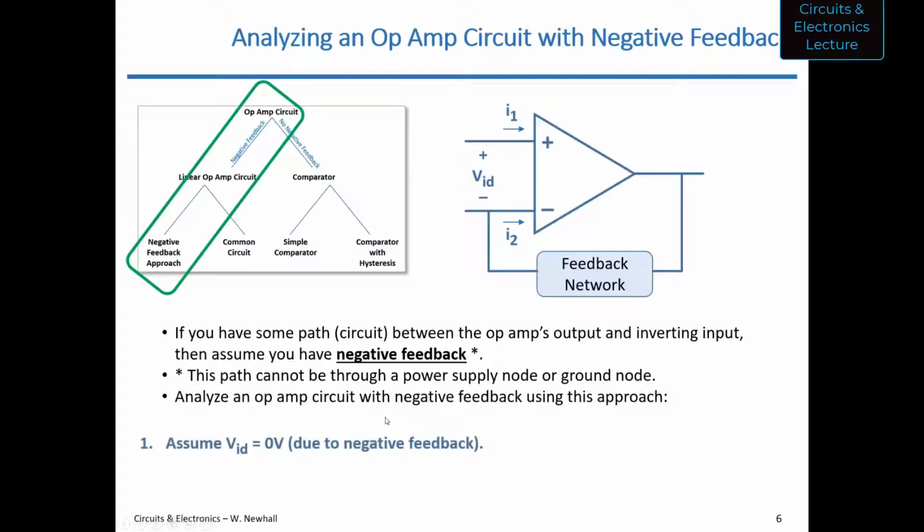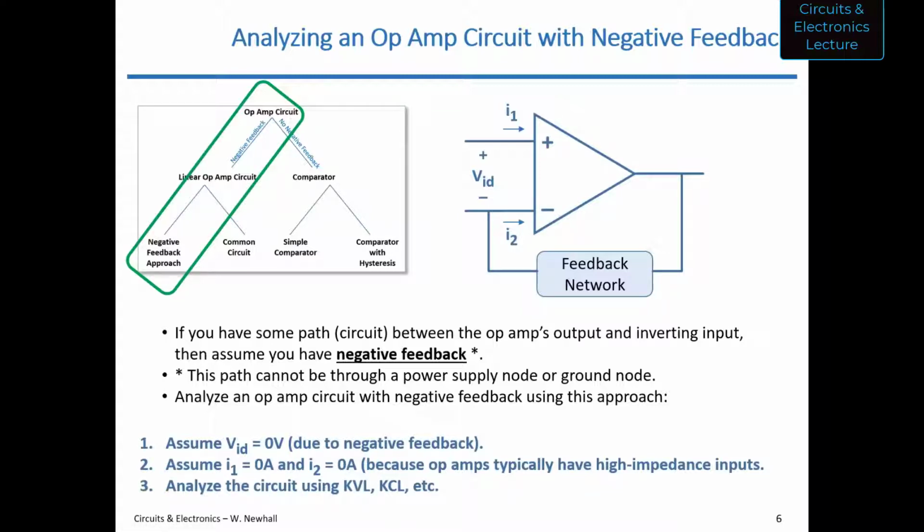You assume the input differential voltage is 0. You assume that the input currents to the op-amp are 0 into the inputs on the left. And that's because op-amps have high impedance inputs. It's not because there's anything special about an op-amp in a negative feedback circuit. It's just that op-amps have high impedance inputs, so the currents are approximately 0. And then you analyze the circuit using whatever you have in your toolbox: KVL, KCL, Ohm's law, voltage division, for example. Okay, so let's work an example.